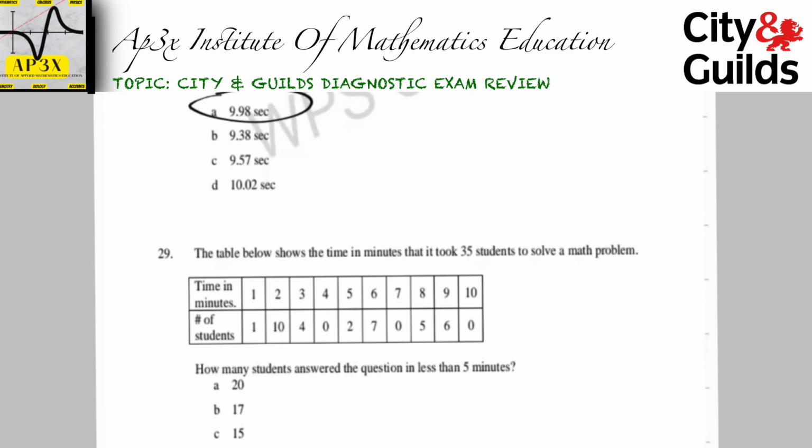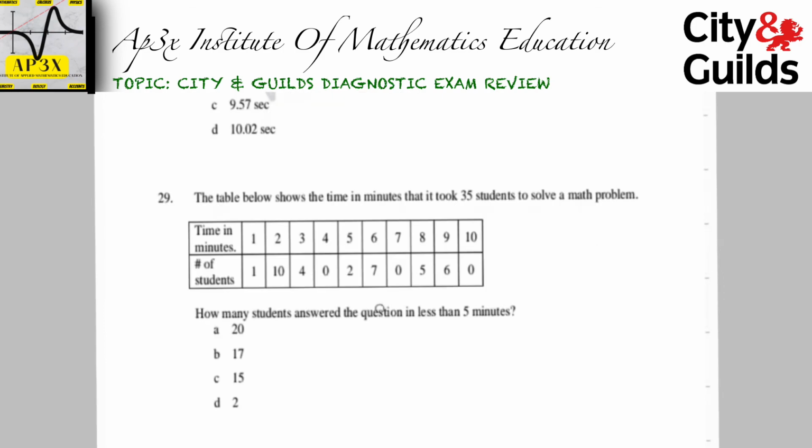Pretty easy. The table below shows the times in minutes that it took 35 students to solve a math problem. So time in minutes, 1, 2, 3, 4, 5, 6. Okay, so 1 student took 1 minute, 10 students took 2 minutes, 4 students took 3 minutes, nobody took 4 minutes, 2 students took 5 minutes, 7 students took 6 minutes, nobody took 7 minutes, 5 students took 8 minutes, 6 students took 9 minutes, and nobody took 10 minutes to complete the problem.